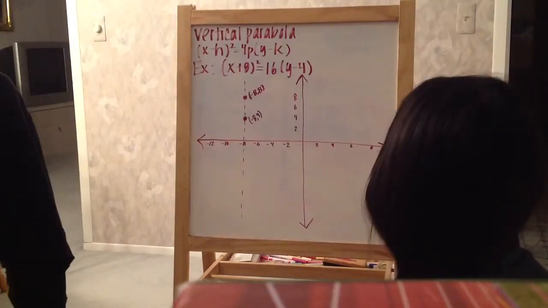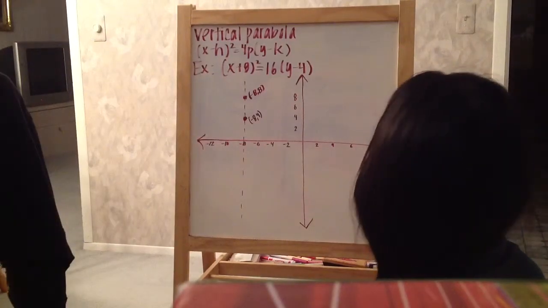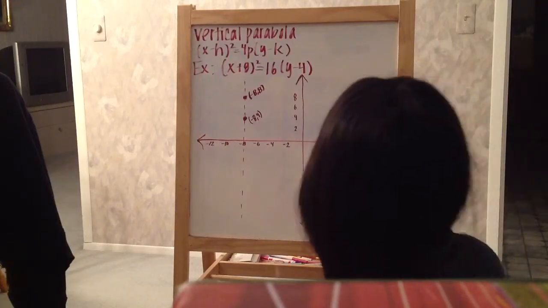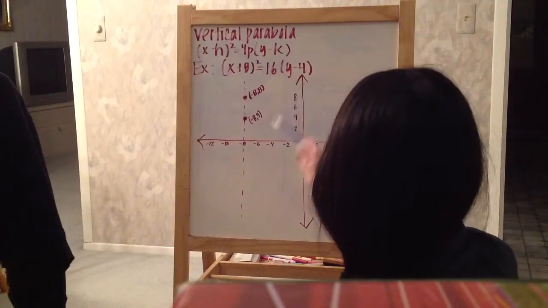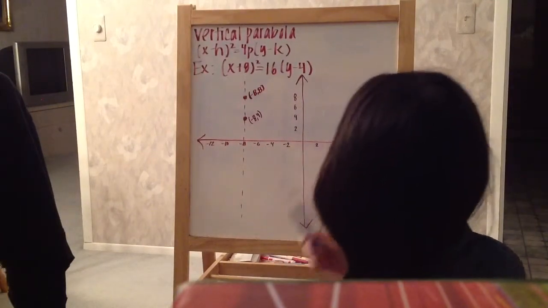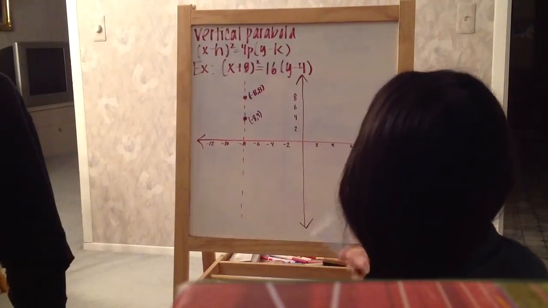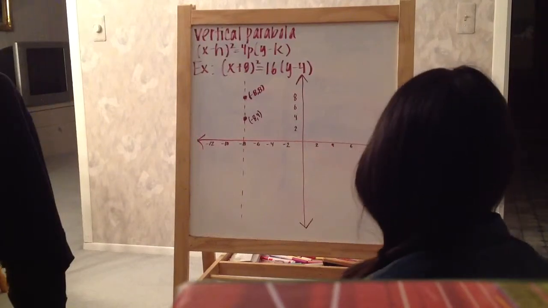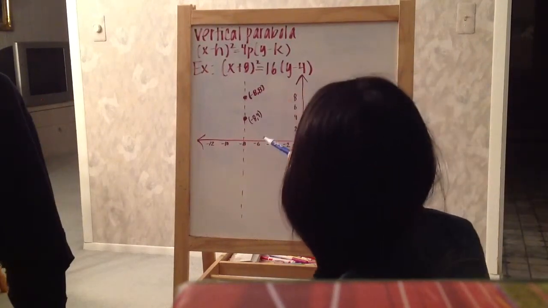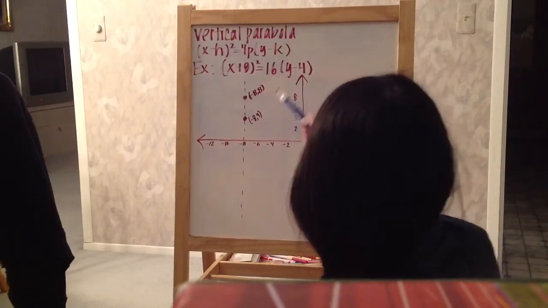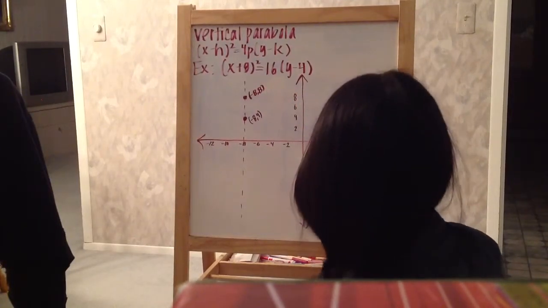Okay, now we're going to learn how to graph a translated vertical parabola. Now I know this equation is going to be a vertical parabola because the x value is being squared. In this example, we're going to learn how to graph the equation (x + 8) squared equals 16(y - 4). First, I want to identify my vertex, which is (-8, 4), which gives me my axis of symmetry at x equals -8.